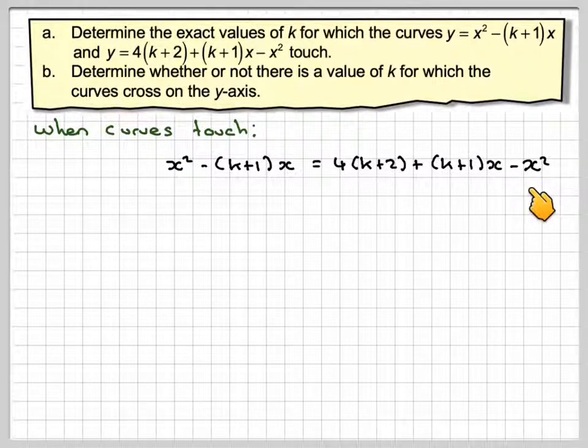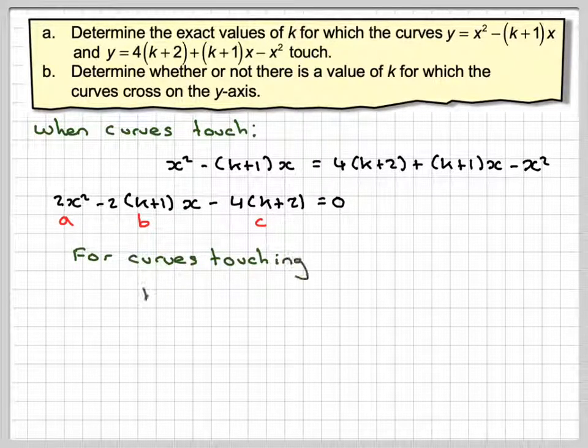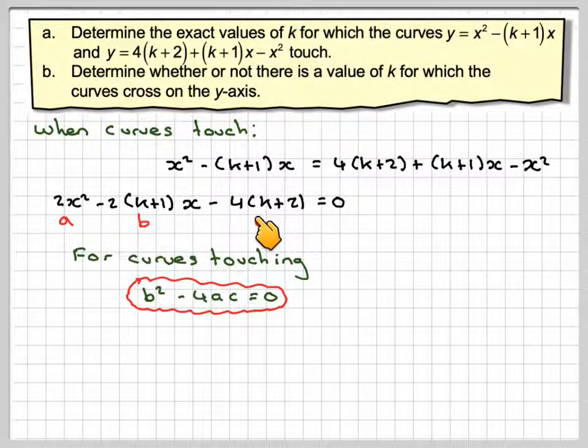Putting everything onto one side, minus x squared will make that 2x squared. If we take this over here, it will become a minus, so we'll have minus 2(k + 1)x. Taking this over will make it minus, so minus 4(k + 2) is equal to 0. So we have that a is 2, b is minus (k + 1), and c is minus 4(k + 2). So using the discriminant, because where the curves touch, the discriminant of this equation will be equal to 0.